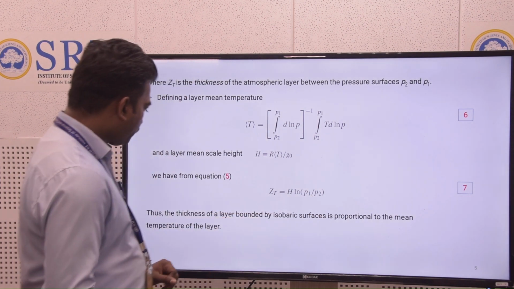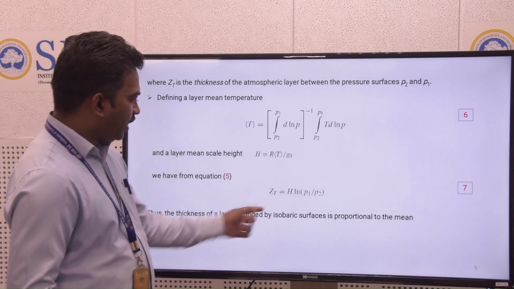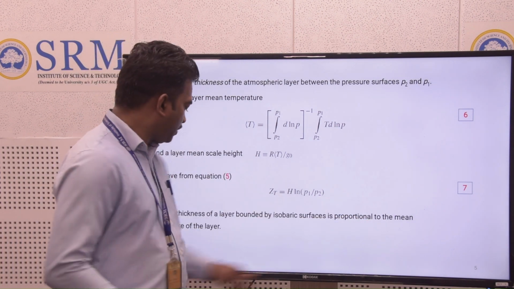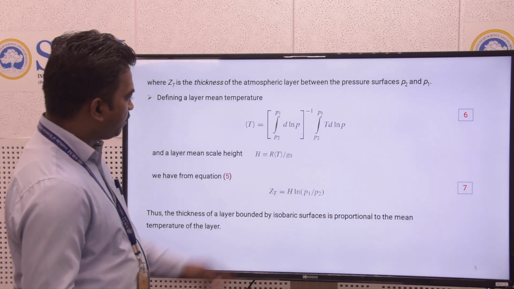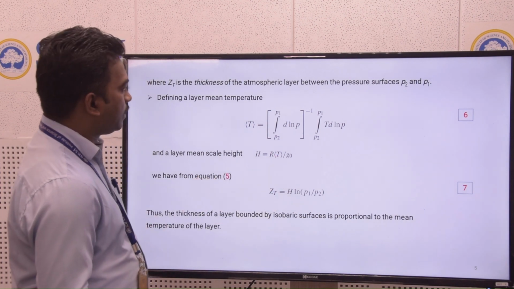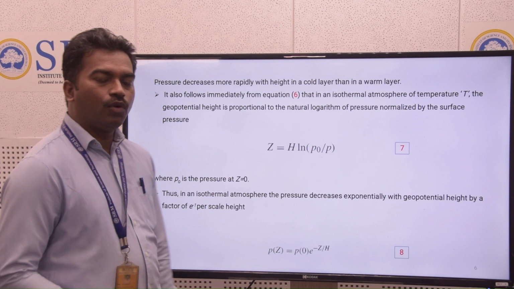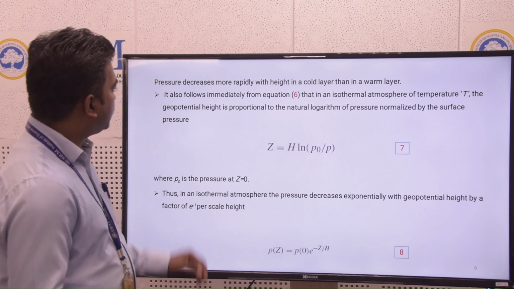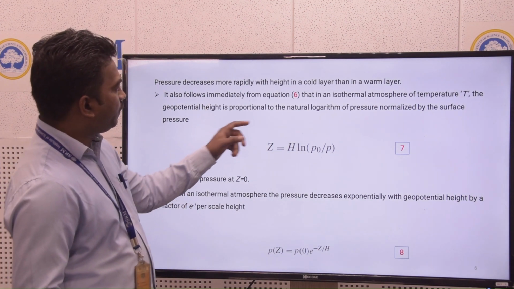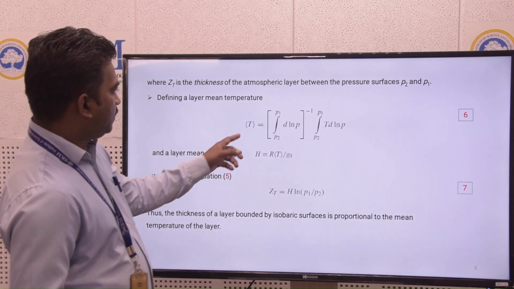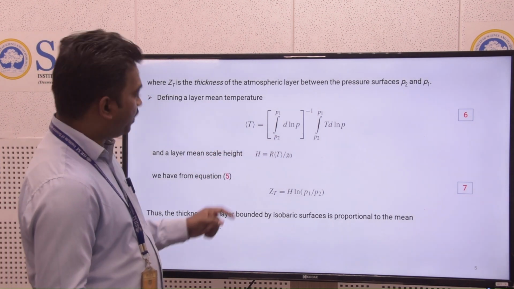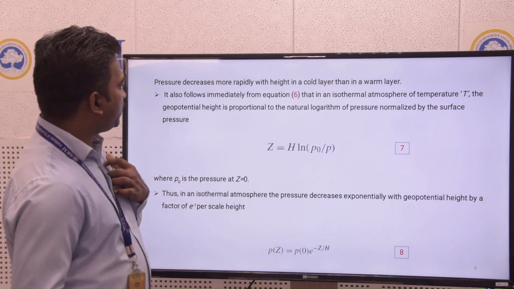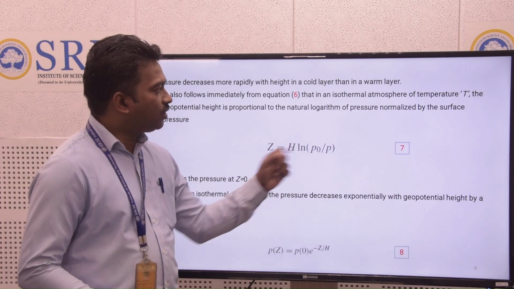What do we understand from this? The thickness of a layer, which is Zt, bounded by isobaric surfaces, is proportional to the mean temperature of the layer. Here the mean temperature is represented like this. So the pressure decreases more rapidly with height in a cold layer than in a warm layer. That's what we have to understand. It also follows immediately from equation 6, the layer mean temperature. In an isothermal atmosphere of temperature T, the geopotential height is proportional to the natural logarithm of pressure.